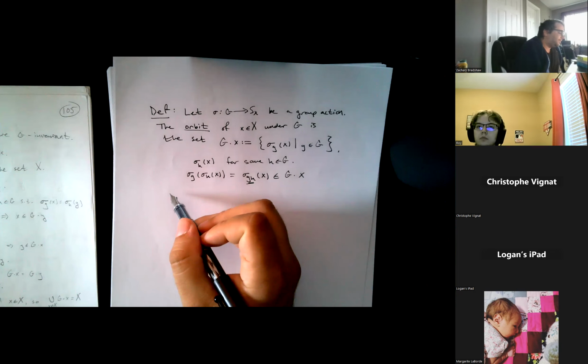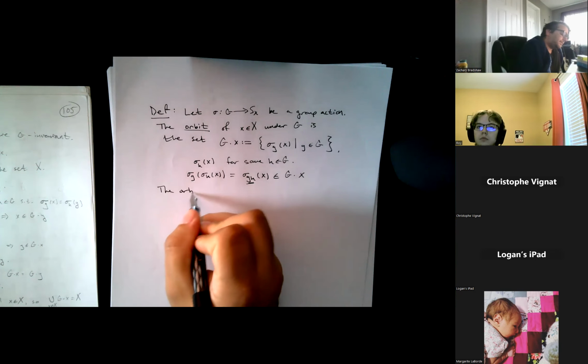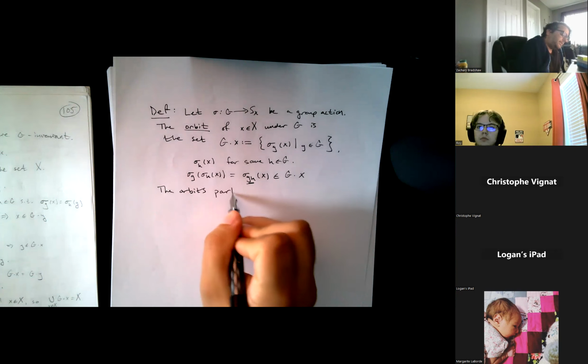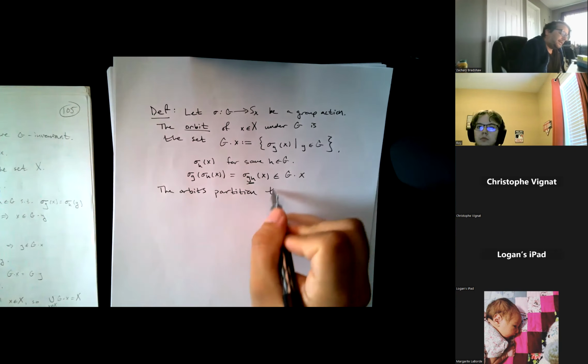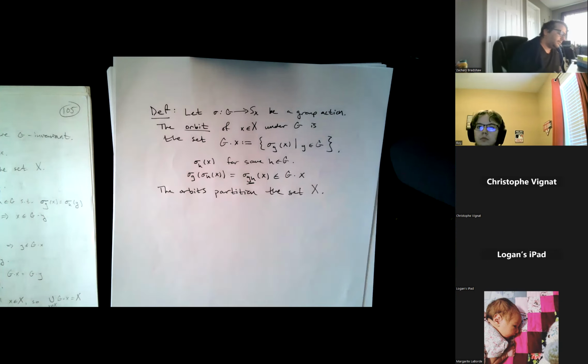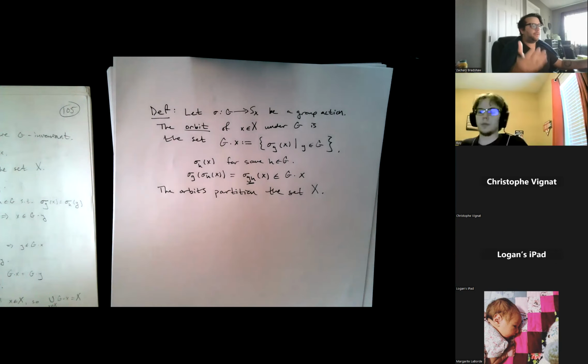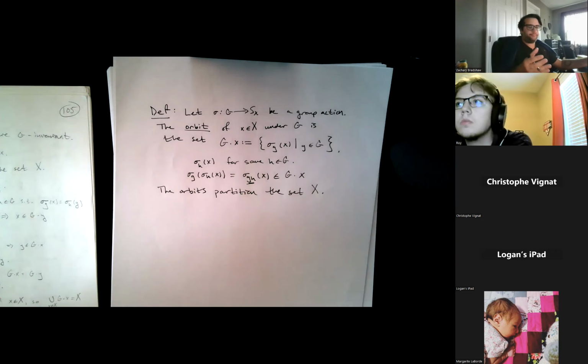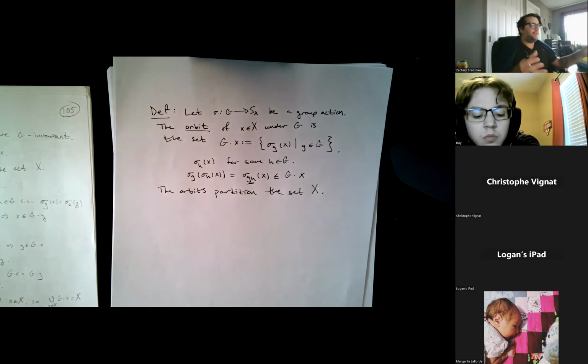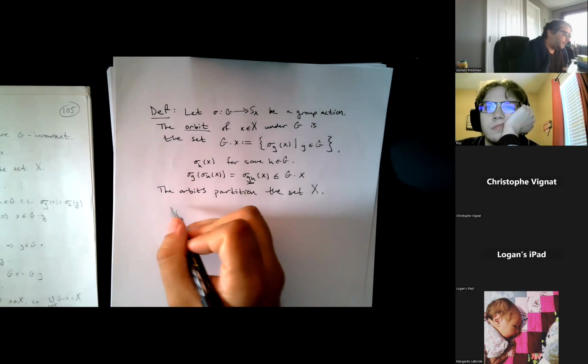Another nice property that the orbits have is the orbits partition the set X. What do I mean by this? I mean that the union of all the orbits is the set X, and moreover, the orbits are disjoint from each other. So if I have an element that's sitting in one orbit and I have another element sitting in another orbit, either the orbits, so if the orbits are different, then these elements must be distinct. Okay, so how do we show that?